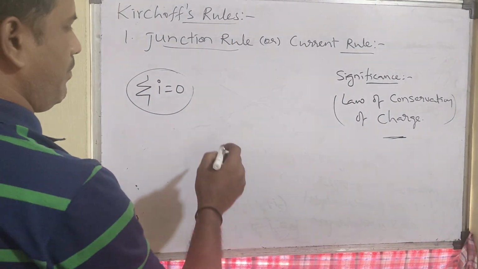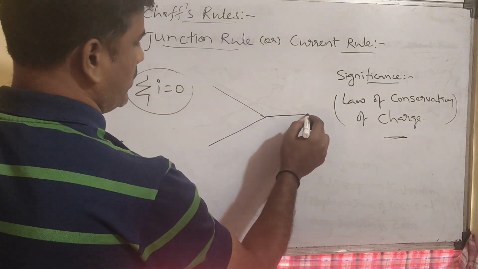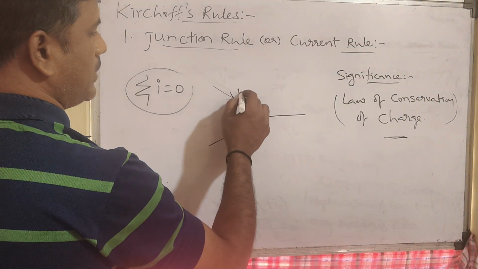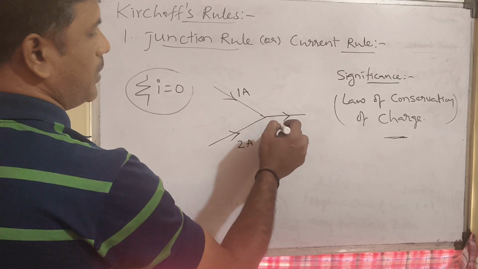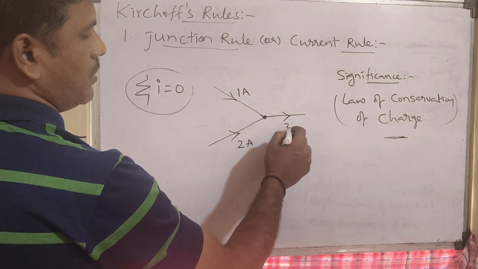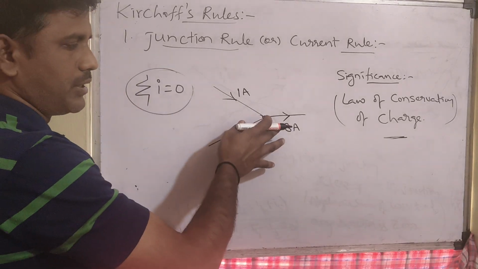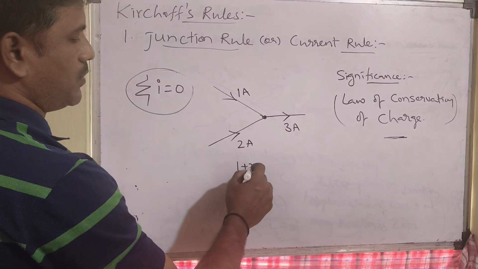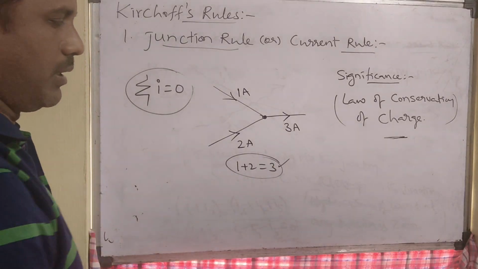For example, this is one wire, another wire, and another wire. One passes 1 ampere of current and another passes 2 amperes. The third passes the sum of these two, so 3 amperes only. The sum of the current entering the junction equals the sum of the current leaving it. That's why 1 plus 2 is equal to 3.